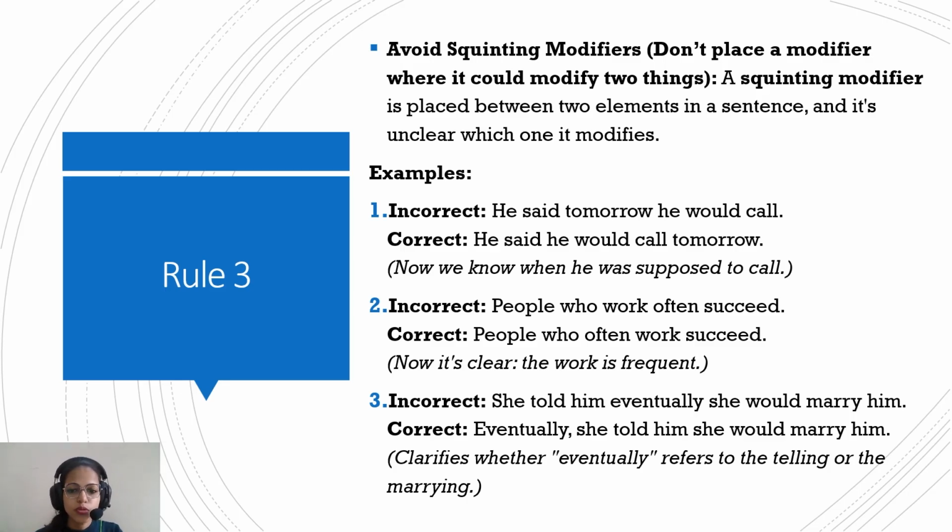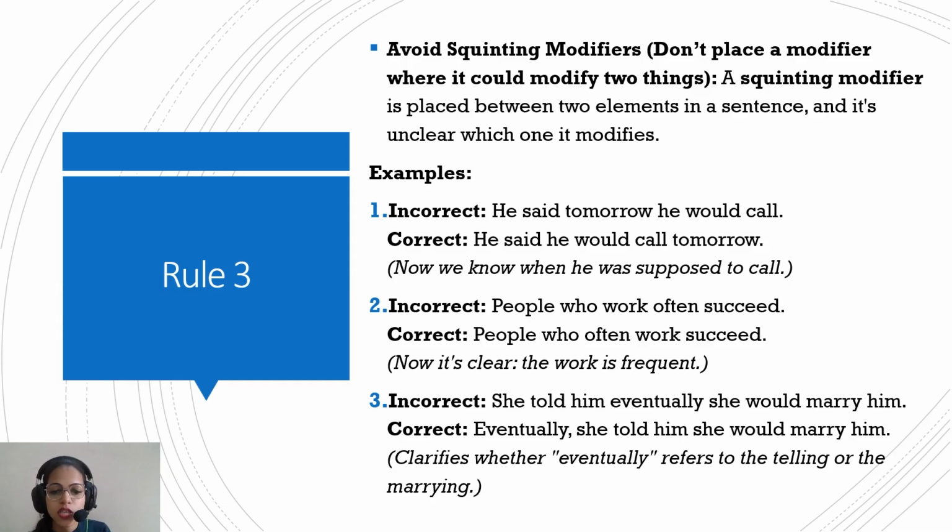So let's look at some examples. He said tomorrow he would call. He said he would call tomorrow. So now we know when he's going to call, when he was supposed to call. He said he would call tomorrow. So here we understand by "call tomorrow" how and where it should be placed. So we should not place "he would" between, so it causes confusion.